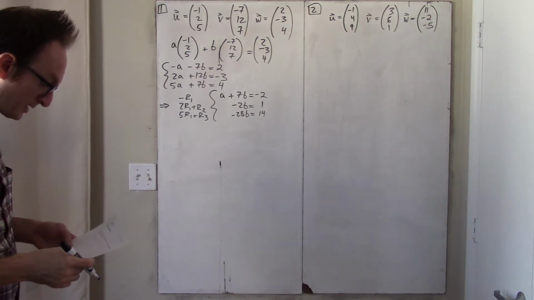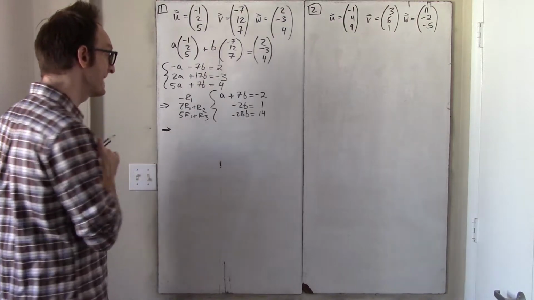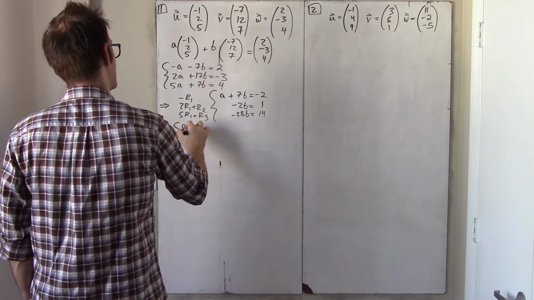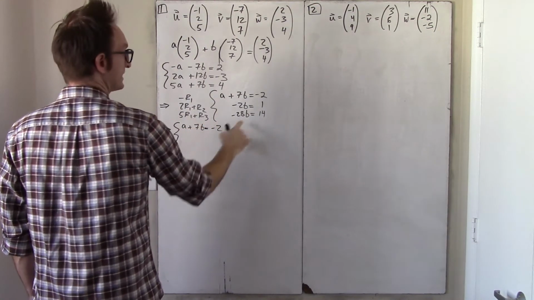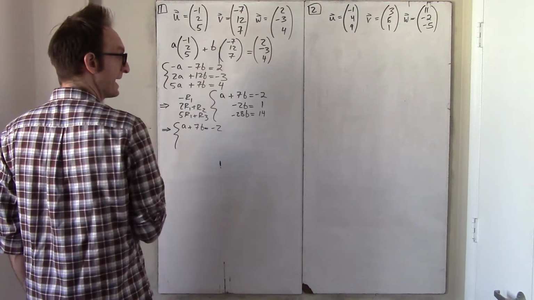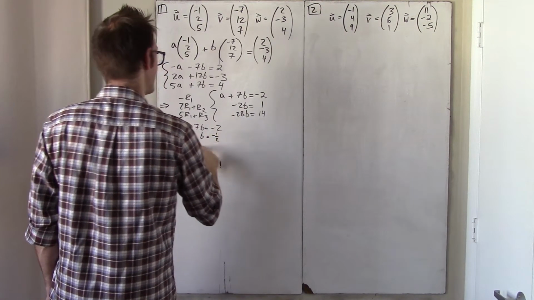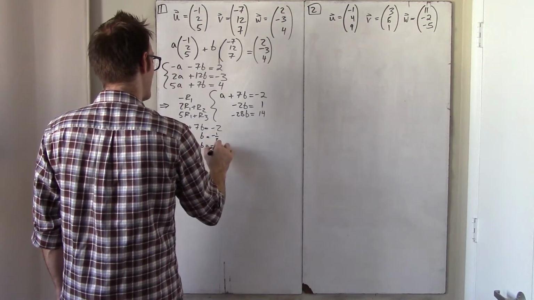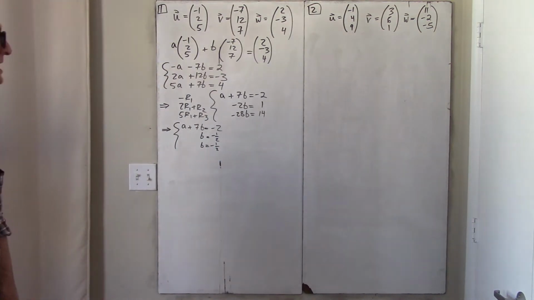Now I already see that I can just do it. I get a plus 7b equals -2. But here, by dividing through by -2, I get that b is -1/2. And here I also get that b is -1/2. This makes me very happy, because it means that this system in fact does have a solution.